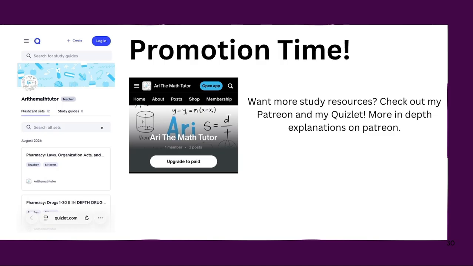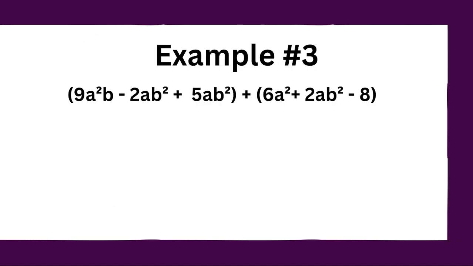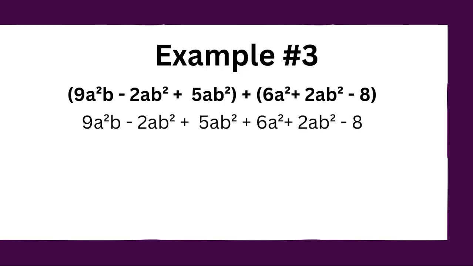All right. So now, going back to our scheduled program, we're going to go into our last and third example. So I have 9a to the power of 2b minus 2ab to the power of 2 plus 5ab to the power of 2 plus 6a to the power of 2 plus 2ab to the power of 2 minus 8. So, remembering my first step, I'm going to want to remove those parentheses.